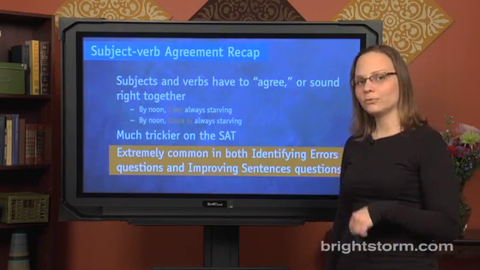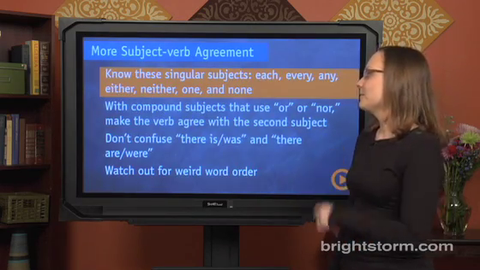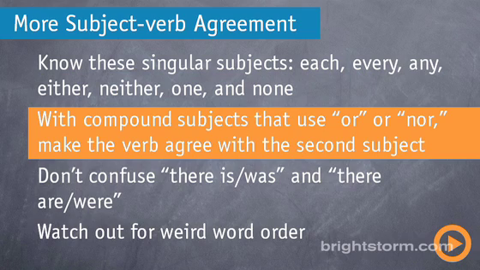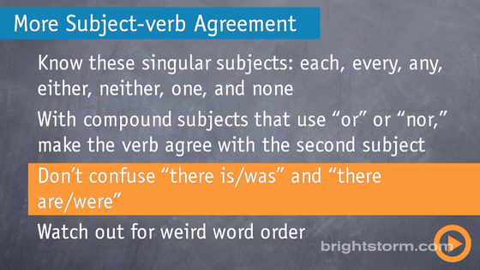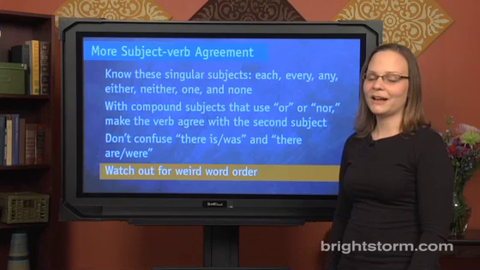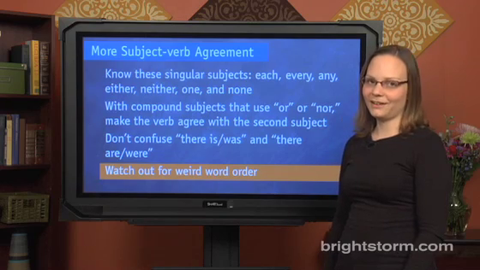Now, in addition to the old rules, we also have to know about the new rules, which are here. First off, know these singular subjects: each, every, any, either, neither, one, and none. And with compound subjects that use or nor, you need to make the verb agree with the second subject. Don't confuse there is or was with there are or were. And lastly, watch out for weird word order when it comes to subject-verb agreement. Let's go into all of these rules in more detail.